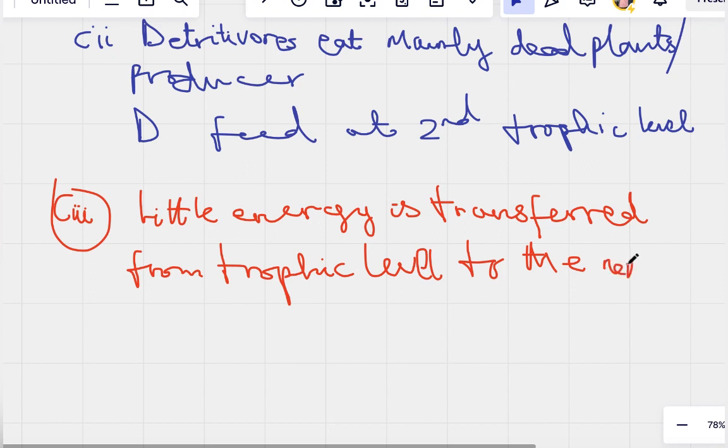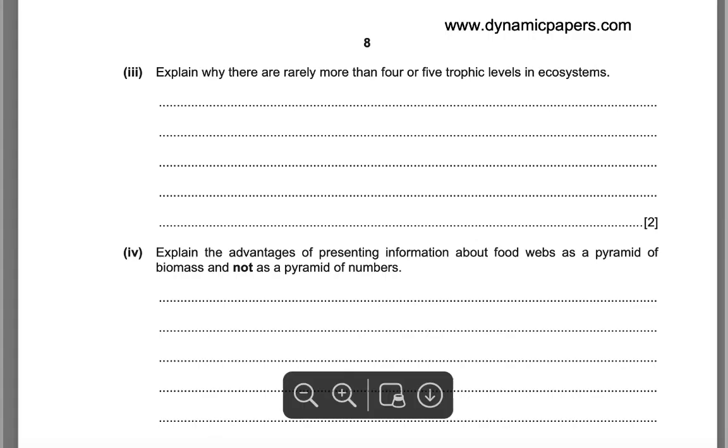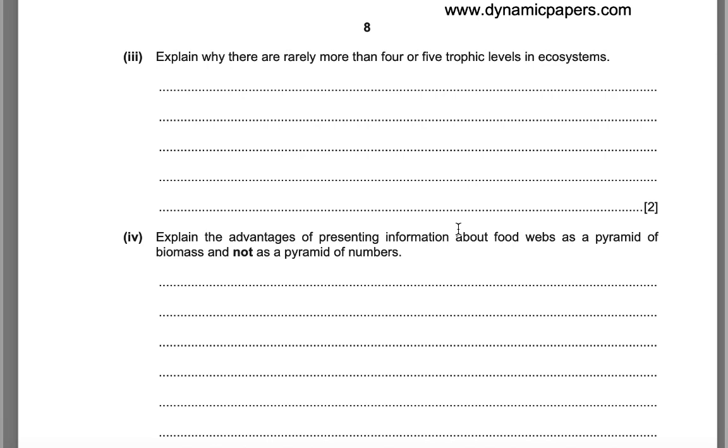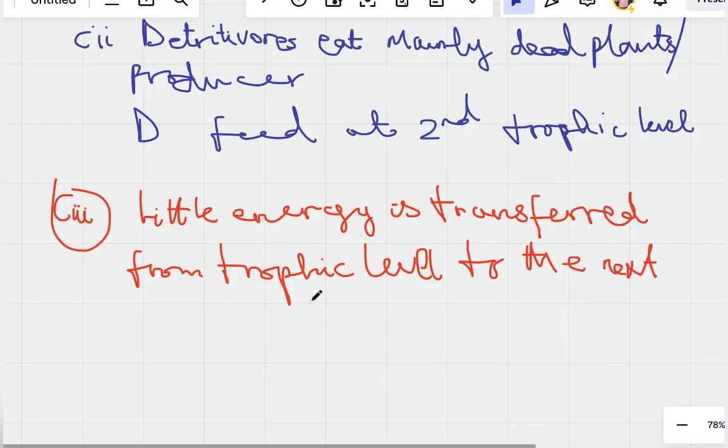So let's see how many marks this carries, and then we know whether to add more points. Okay, 2 marks. So another point we can say, the energy is almost exhausted by the time we get to the 4th or 5th. So energy in the biomass is almost exhausted.